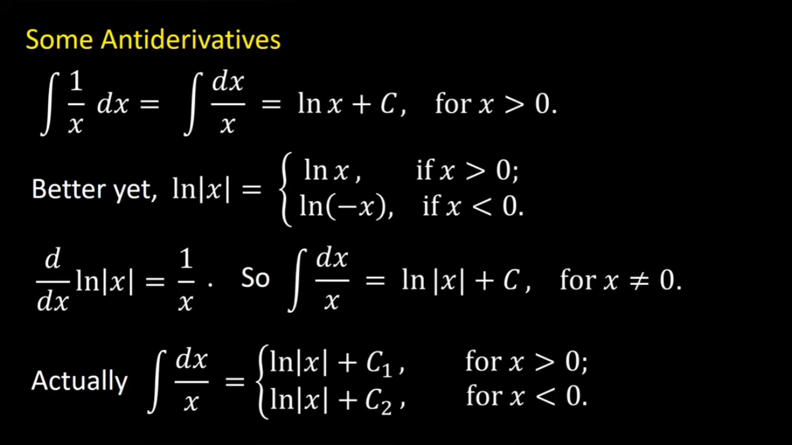There are others, and you should recognize here that since the domain is not an interval, it's a union of 2 intervals. You've got an interval where x is positive, another interval where x is negative. Well, you can take the graph on the right-hand side and shift it up or down by a constant. You can take the graph on the left-hand side and shift it up or down by a different constant, and you're still going to have a function with the same derivative.